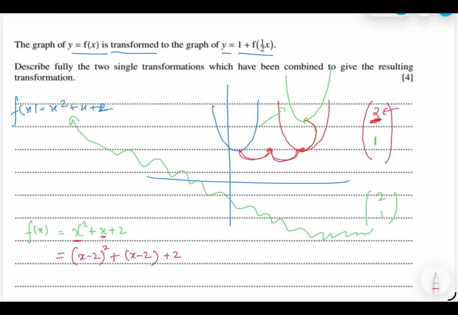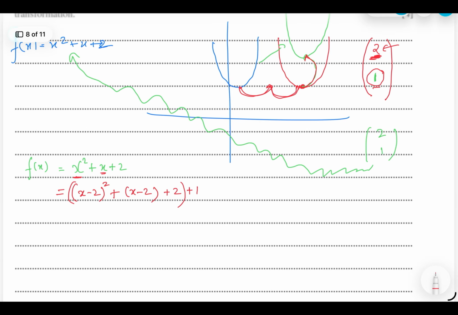I moved vertically upwards. In vertical, it remains the same because it was added 1. So I will add 1 over here. To the complete function, I am adding 1. Whatever change is done in y, we do to the complete function. So the resultant would be x minus 2 whole square plus x minus 2 plus 3.